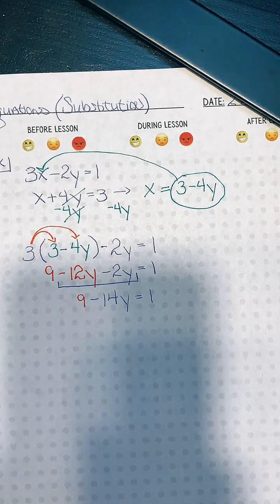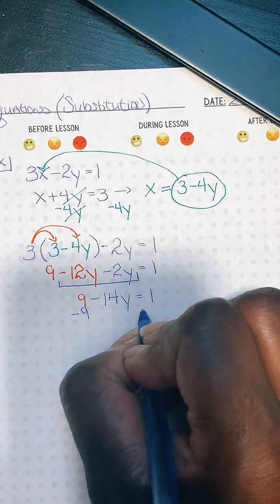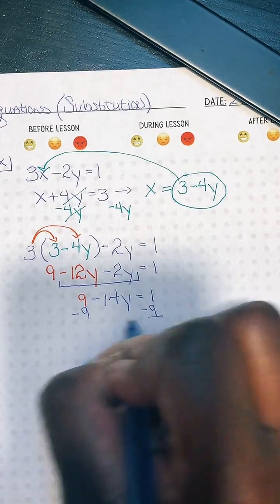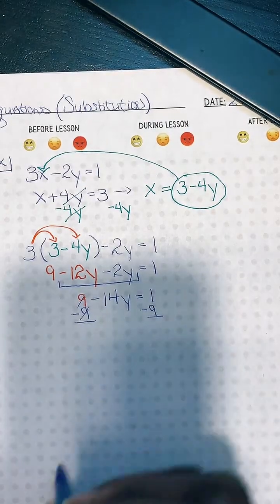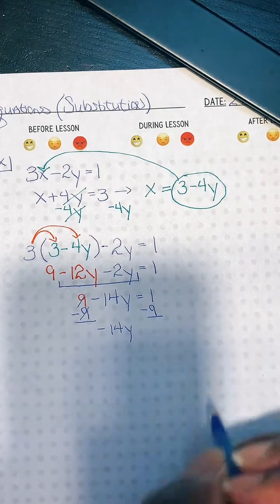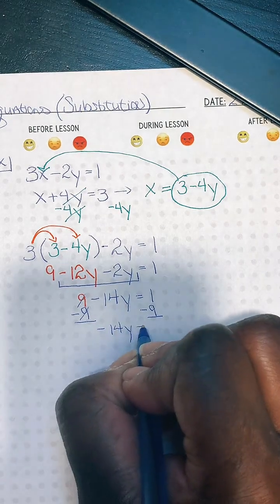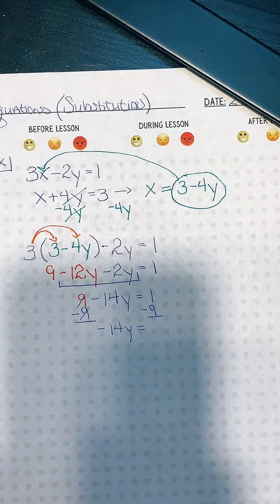So now we're actually going to subtract this 9. So the 9s are going to cancel out. I got a negative 14y. Negative 14y is going to equal what? So we got Micah with negative 8.